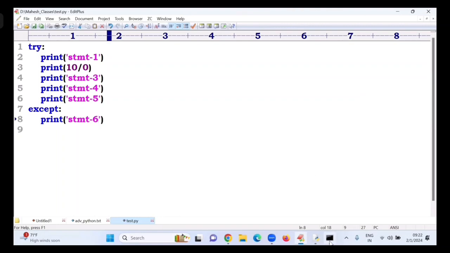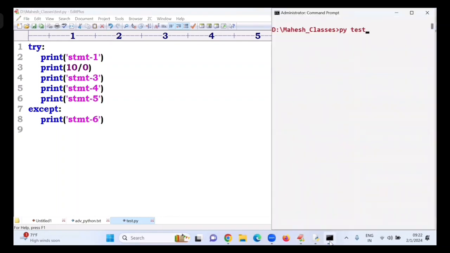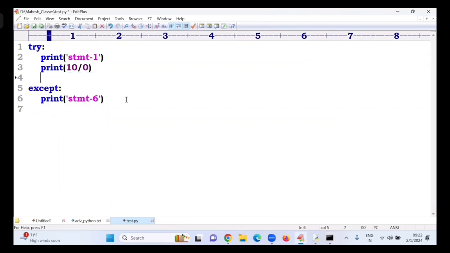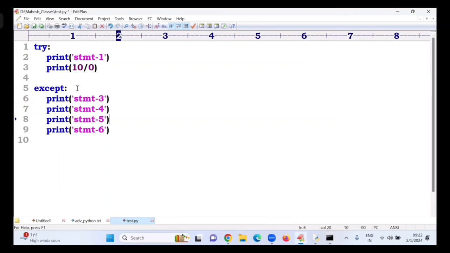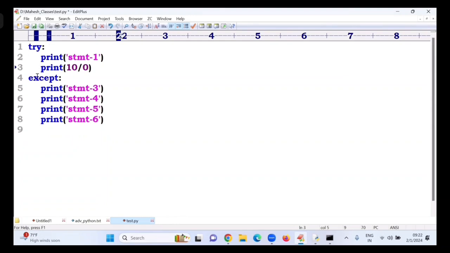Once I run the program, everybody knows: simply 1 and 6 only. But what about my 3, 4, 5? I want to compulsorily execute those 3, 4, 5. I want to execute these statements. Then what to do? Yes, very good. We have to write into where? Except block. Nice.